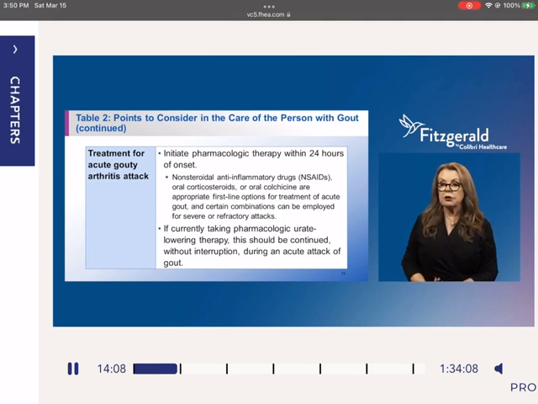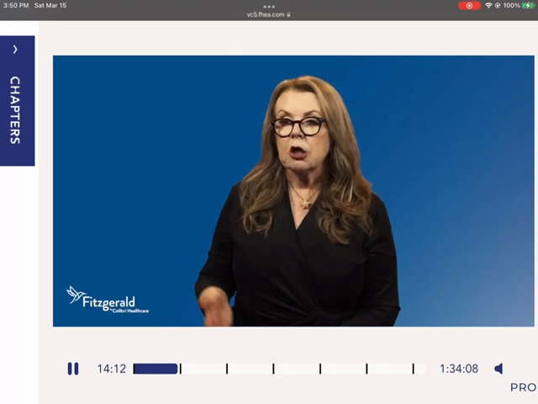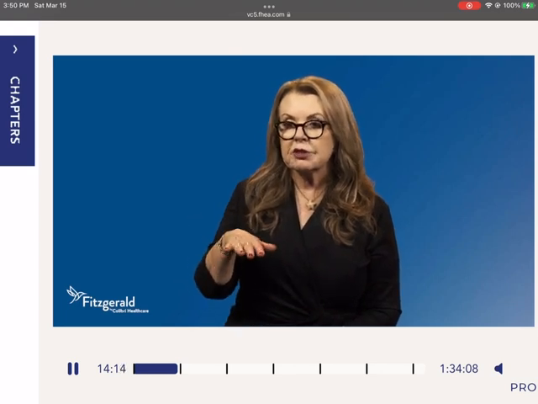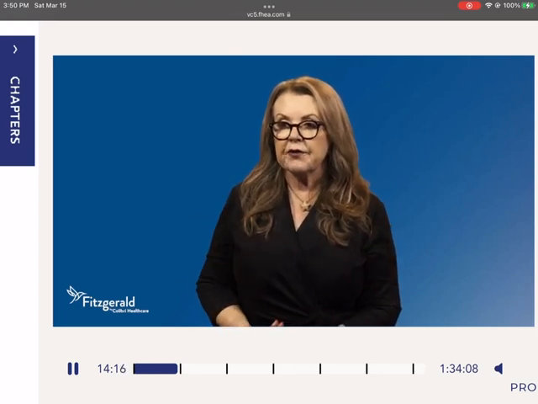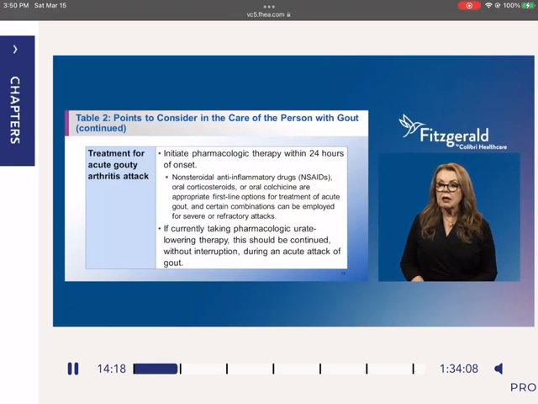Other options include oral corticosteroids or oral colchicine. Colchicine, not so much used these days because it's a little tough on the gut, but they are all appropriate first line options for the treatment of acute gout, and certain combinations can be employed for severe and or refractory cases. If currently taking pharmacologic urate lowering therapy, this should be continued without interruption during an acute gout attack.